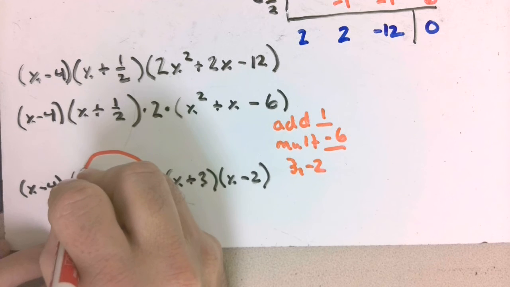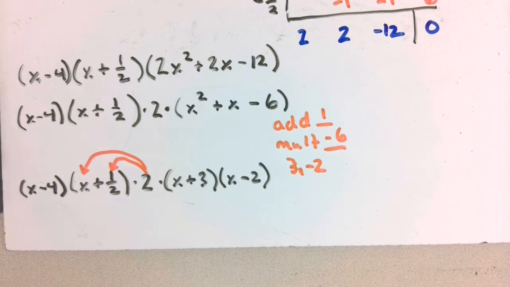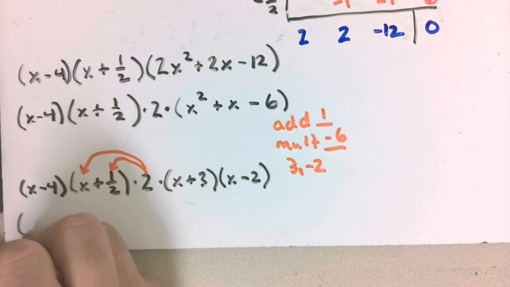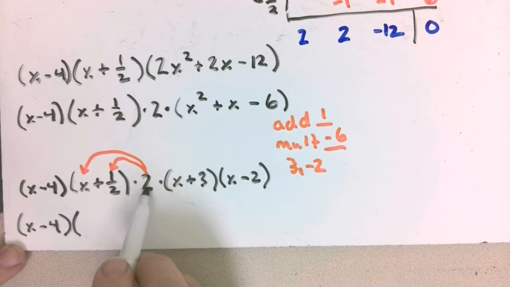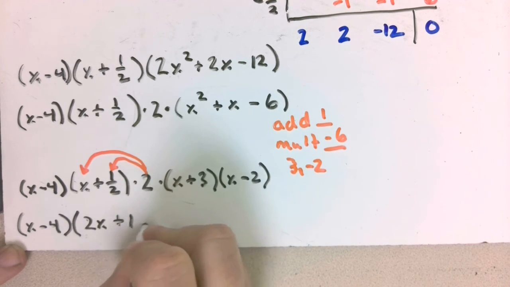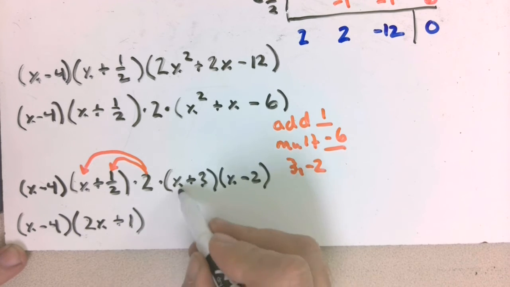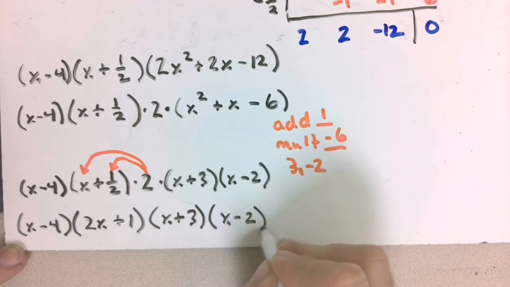So instead of bringing the 2 all the way out in front, I'm going to use the distributive property and multiply by those other 2 values in this set of parentheses. And again, the reason that that's advantageous, if you do 2 times x, you get 2x, and if you do 2 times 1/2, you get 1. So then we don't have any fractions in our final answer. So copying down the x minus 4, 2 times x is 2x. 2 times 1/2 is a positive 1. And then we have our x plus 3, and then our x minus 2.